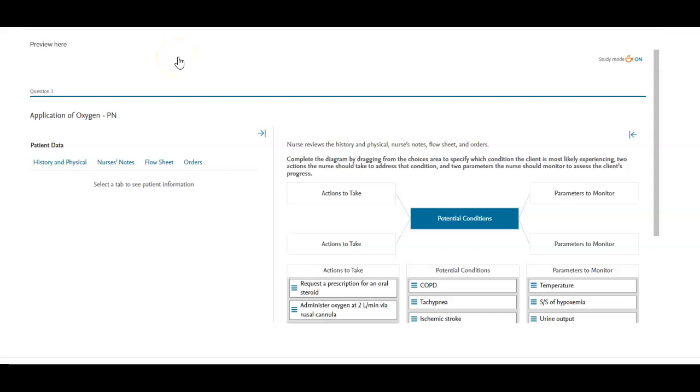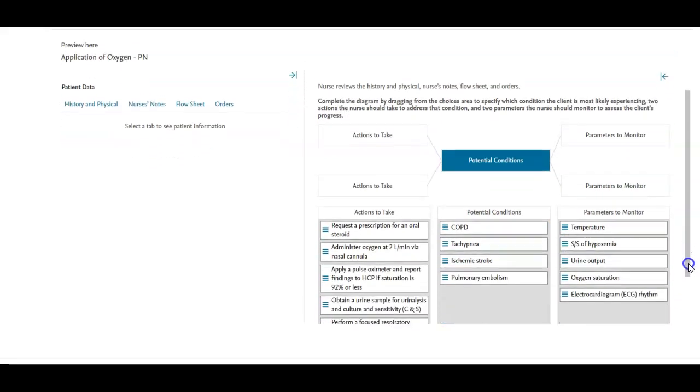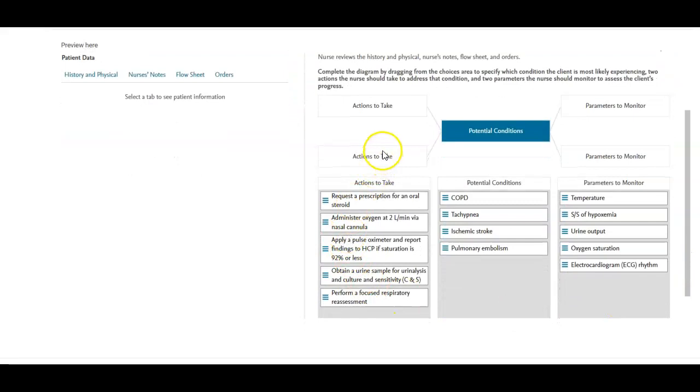So let's look at a couple of different questions. Now, as we go through these questions, I may just select some right or wrong answers. I'm really just not doing this as much as what's the content, as much as I want you guys to just see the different types of questions. So this is a standalone question called a bow tie. In a bow tie question, you have to first identify what condition you think is going on, and then you're going to have to identify what actions you should take and what actions you should monitor.